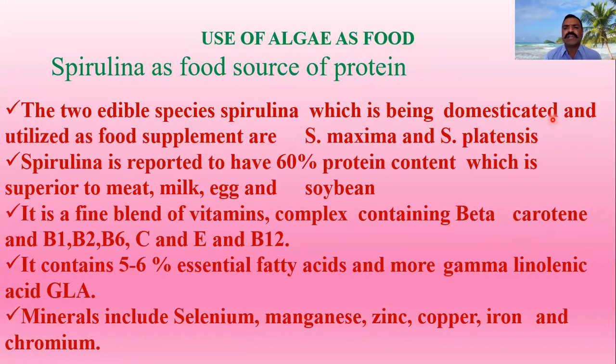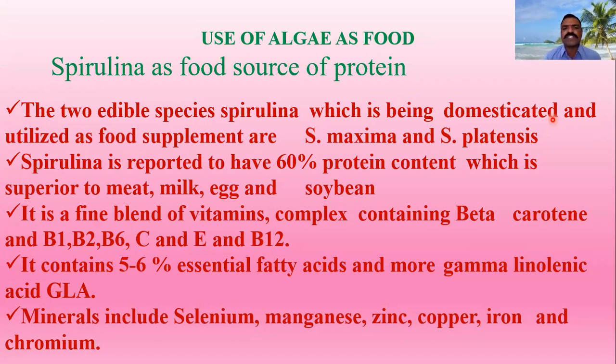Especially Spirulina is a food source of protein. Spirulina is used as a single cell protein, SCP. SCP means single celled protein. What do we call Spirulina? We call it single cell protein, Spirulina.